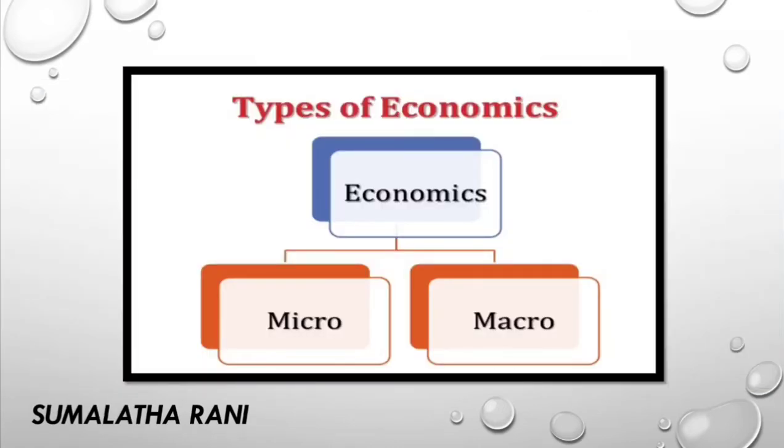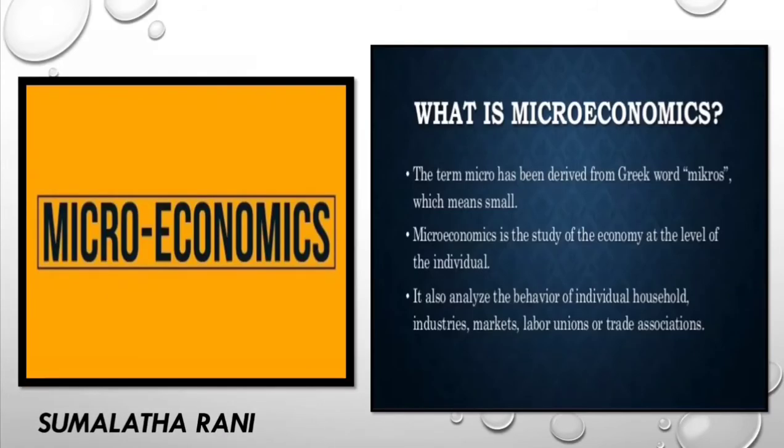Now moving to types of economics. There are two kinds of economics, microeconomics and macroeconomics. So what is microeconomics? The term micro has been derived from the Greek word mikros, which means small. When we see with regard to science, microorganisms, how they look, they are very tiny, very small. So here the term micro is derived from the Greek word mikros, which means small.